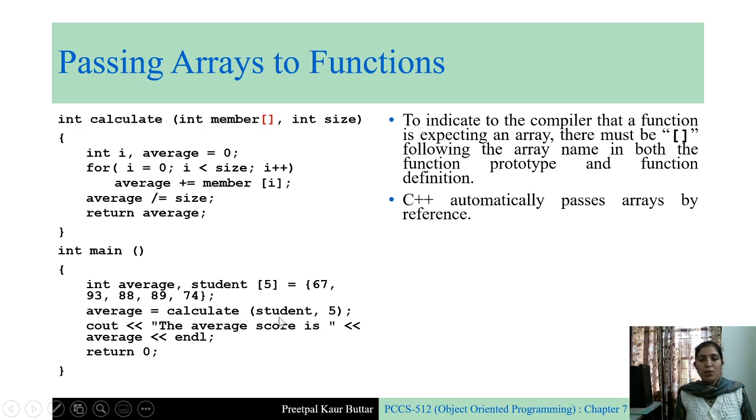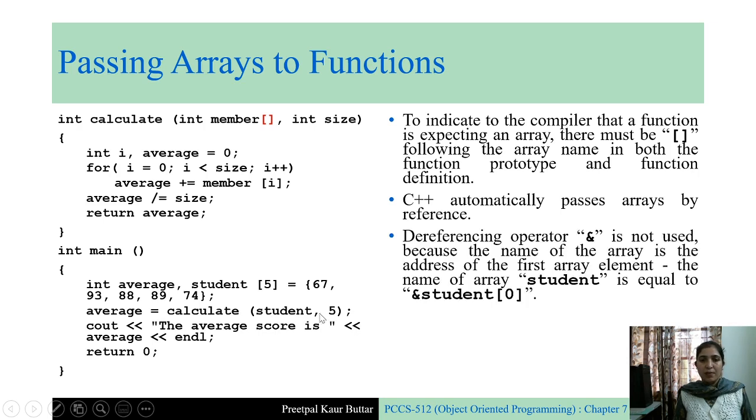As I already told you, we are passing the name of the array, which means we are passing the address of the array. The dereferencing operator is not required because the name of the array is the address of the first element. So you do not need to put ampersand here. This is not required. The name of the array student is equal to ampersand student 0. So both of these things are the same. So you do not need to put an ampersand before the name of the array.